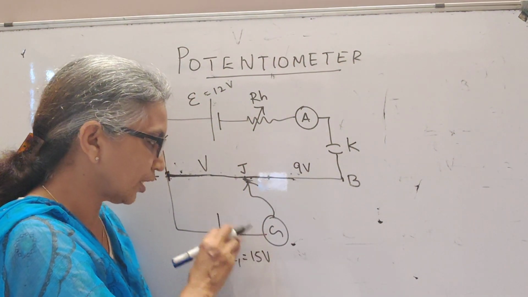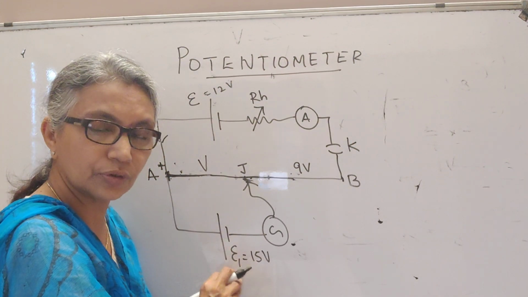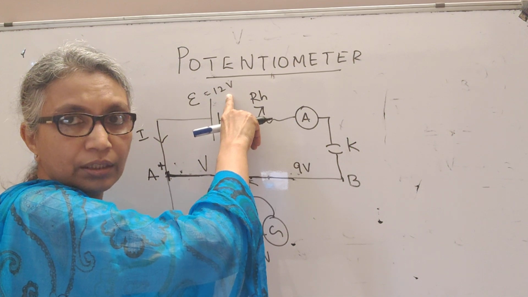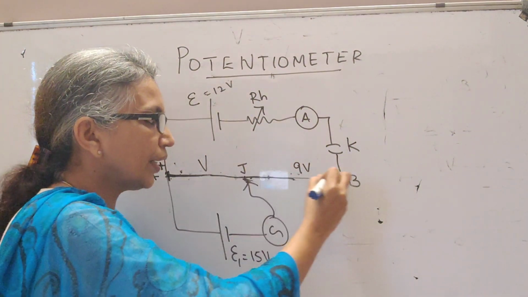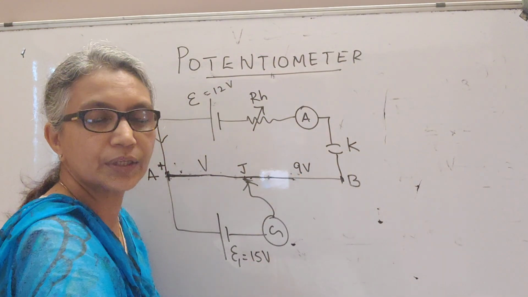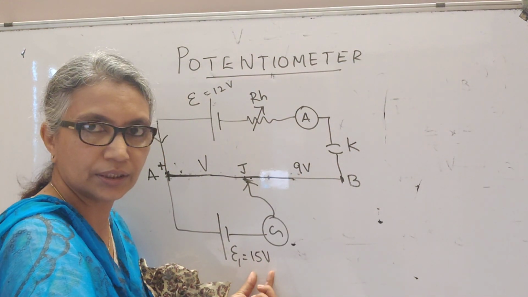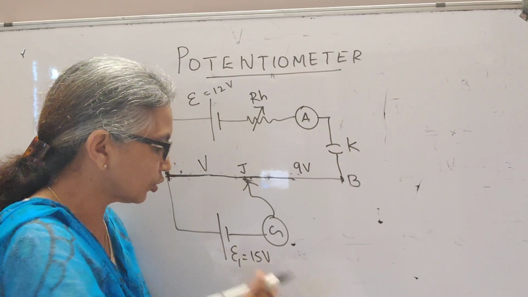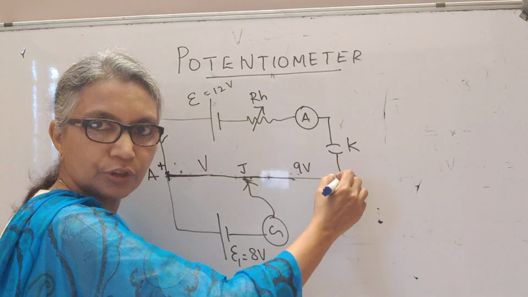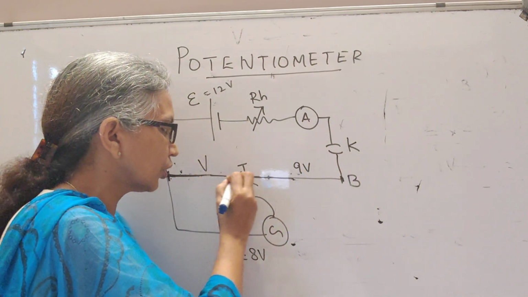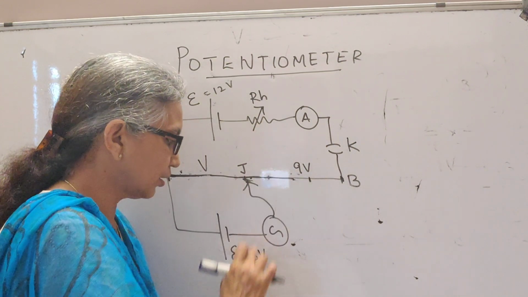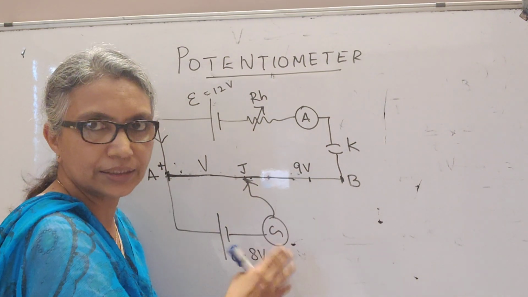The cell EMF that you have connected in the secondary circuit must always be less than the EMF of the driver cell, so that you will get your balance length, meaning at least somewhere along the line you must be able to balance what you've connected here. So if you've connected, let's say, only 8 volt, this full wire would have given you 9 volts. So as you pull the jockey to the right and somewhere here it reaches 8 volt, this and this will balance and you will get the balance length.